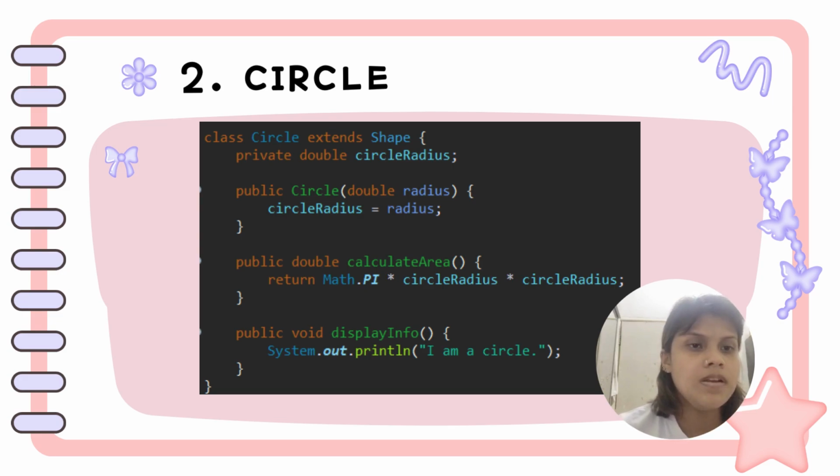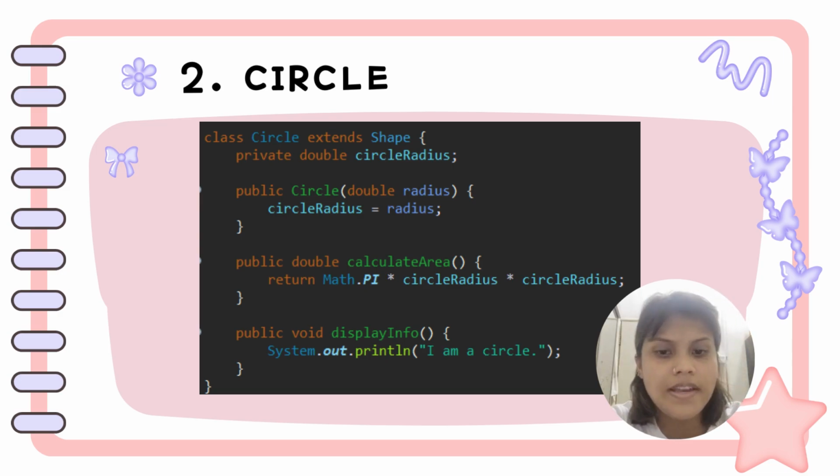Fourth is public double calculateArea, which returns Math.PI times circleRadius times circleRadius. This method calculates and returns the area of the circle using the formula. And the last one is the display method: public void displayInfo, with System.out.println("I'm a circle"). This method simply prints "I'm a circle" to the console. It is an overridden method from the Shape class, depending on how the base class is defined.